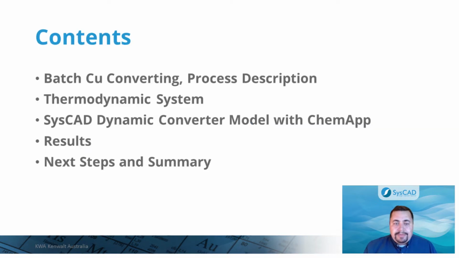I'll start by giving a brief overall description of copper batch converting, followed by the details of thermodynamic systems and data used for this model, the implementation of the model using SysCAD Dynamic Solver and the ChemApp interface. Then we will show and discuss the results of a full converting cycle and the various parameters calculated. And we will finalize with conclusions and next steps for the model.